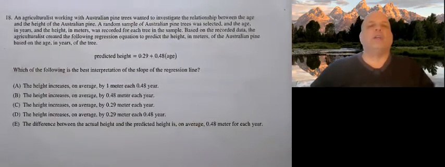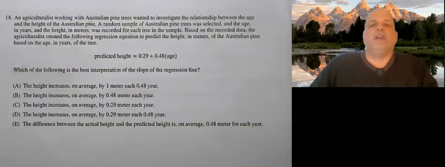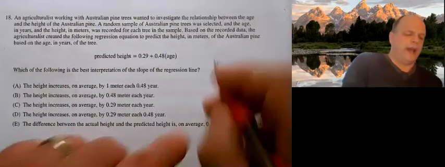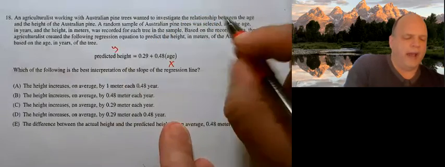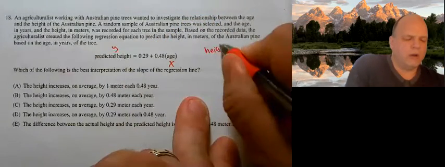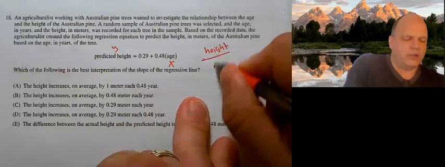An agriculturalist working with Australian pine trees wanted to investigate the relationship between the age and height of an Australian pine. A random sample of Australian pine trees was selected, and the age in years and the height in meters was recorded for each tree in the sample. Based on the recorded data, the agriculturalist created the following regression equation to predict the height in meters of the Australian pine. So what we have here, remember, age is going to be my X variable, this is my Y. So we're going to have height over age.